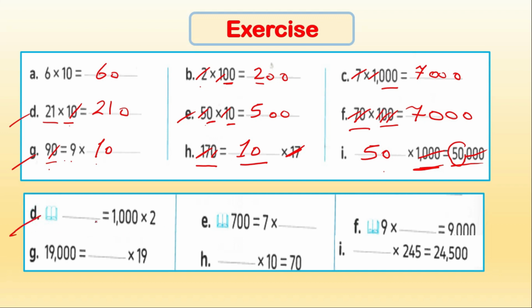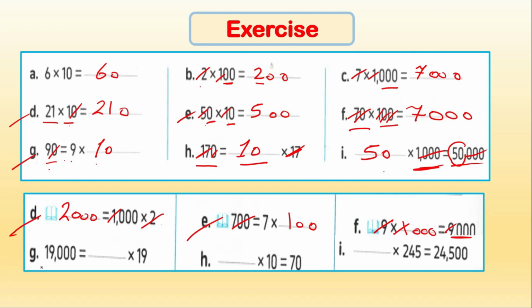Next one: which number equals 1000 times 2? So 1 times 2 equals 2 and drop 3 zeros. Next one: 700 equals 7 times what? 7 times 100, because we have 2 zeros. 9 times what equals 9000? 9 times 1000, because 9 times 1 equals 9 and we have 3 zeros.